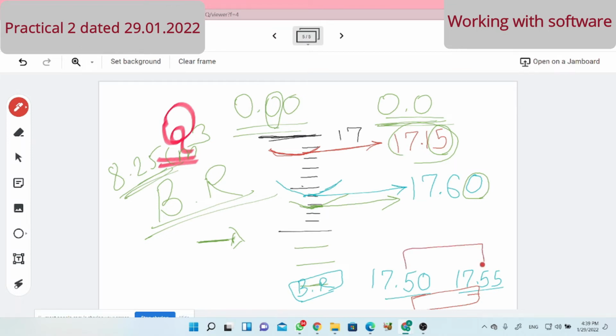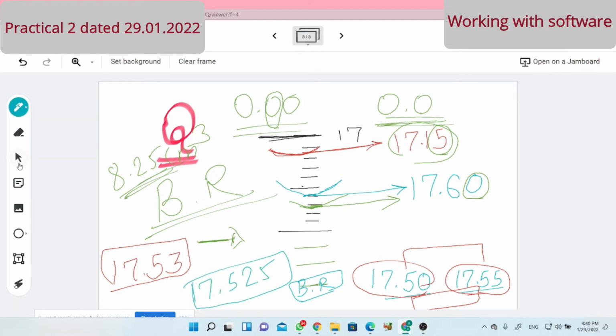Now students, I ask you, what is the average of 17.50 and 17.55? 17.53. 17.53 is one answer. Other answer? 17.525. 17.525. Any other answer? 17.53, okay, already answered. Other than that, any answer? 17.52.5. No, the point will be only one. In that number, only one decimal point. That number will be absurd if double points are there.